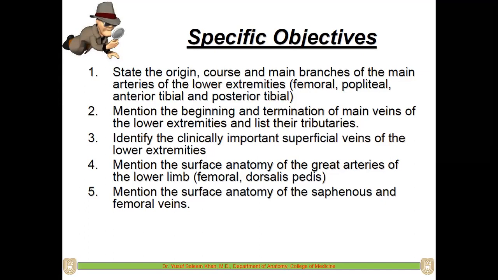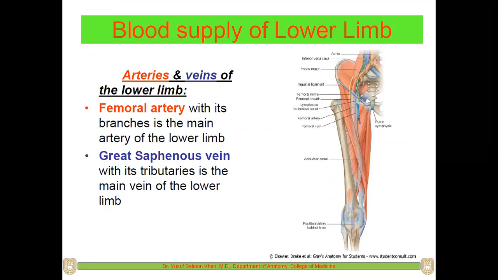So these are some important specific objectives. So we'll begin with the blood supply, that is the arterial supply of the lower limb. Okay. So the arteries and veins of the lower limb will be studied here. In this, the two important vessels will be, one is the femoral artery and the great saphenous vein, which are clinically very important. The femoral artery with its branches is the main artery of the lower limb.